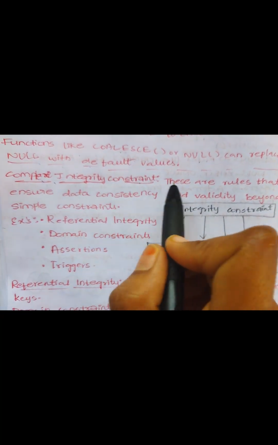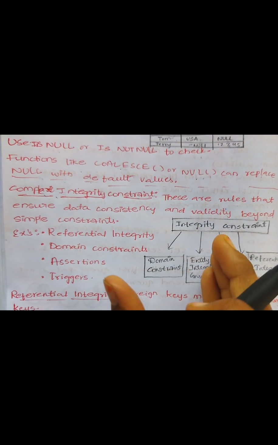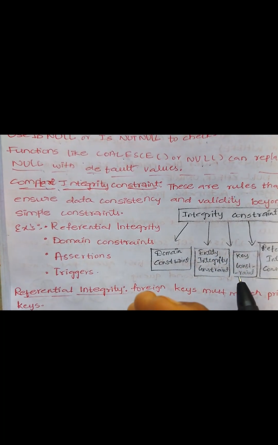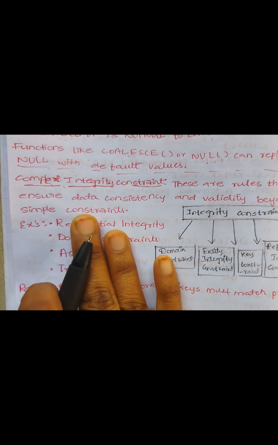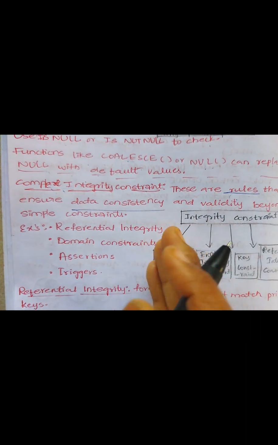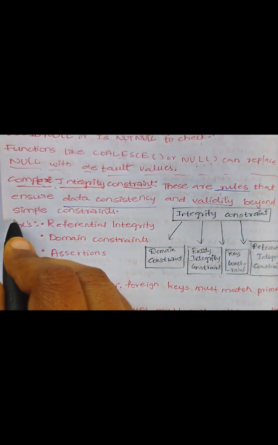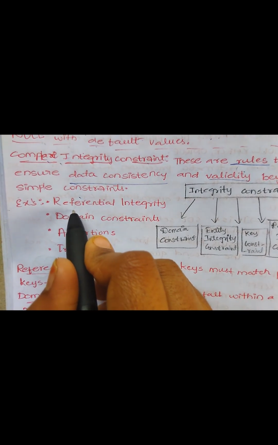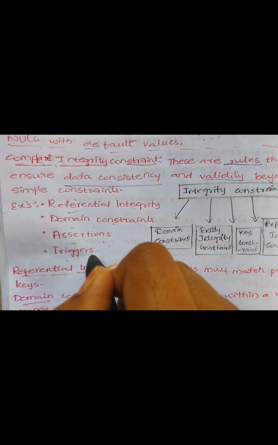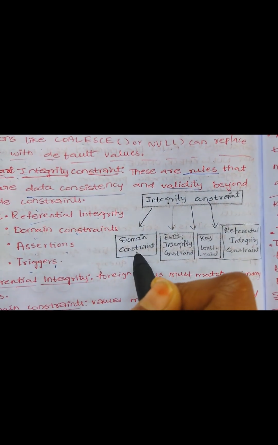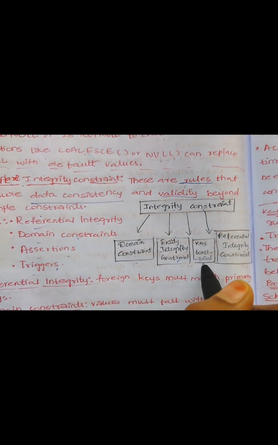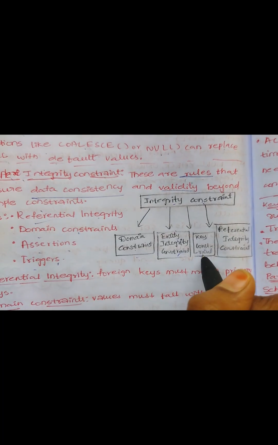Complex integrity constraint. These are rules that are used for writing a table format or doing some tasks. Trigger concept. For taking some domain constraint values, we use this concept, complex integrity constraint. These are rules that ensure data is consistent and valid beyond simple constraints. There are some examples like referential integrity, domain constraints, assertions, triggers. Integrity concepts include domain constraints, entity integrity constraints, key constraints like foreign key, primary key, not null, unique, and so on.